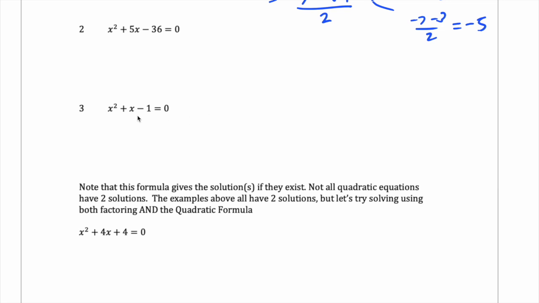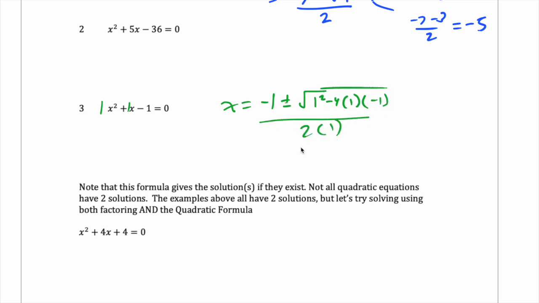In this last one here, we have a is 1, b is 1, and c is negative 1. So let's get the solutions. X equals negative 1 plus or minus root 1 squared minus 4 times 1, and the c value is negative 1, divided by 2 times the a value.